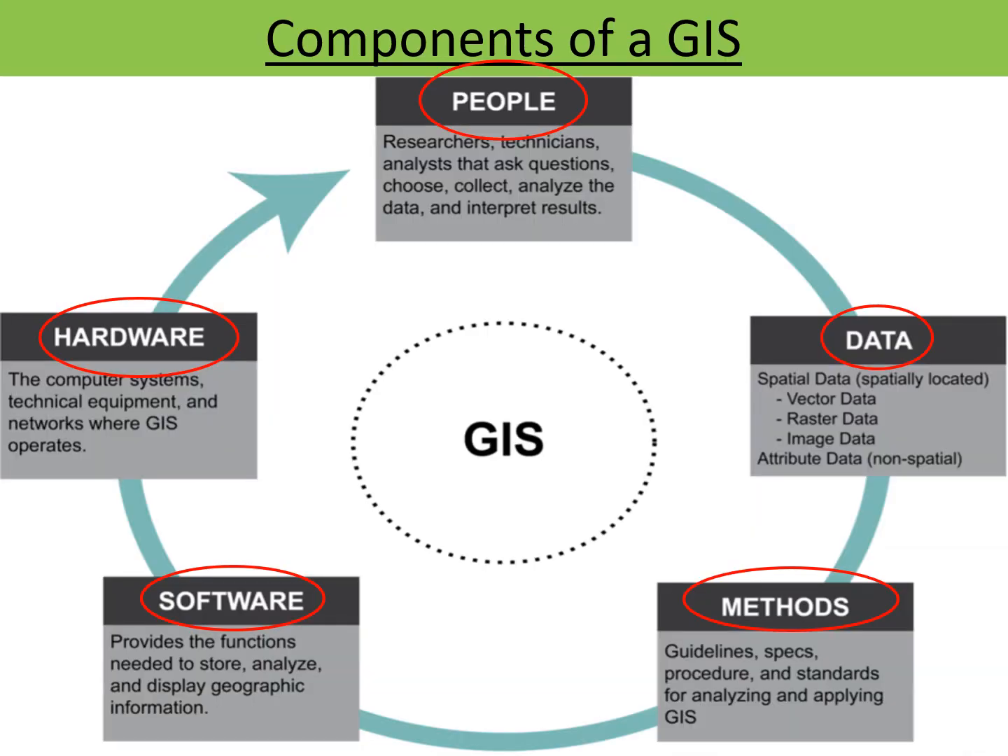Like many other systems, the GIS is made up of different parts, and we call those parts the components of a GIS. There are 5 components to a GIS, and they are hardware, software, data, people, and methods. Methods can sometimes also be called procedures. So the 5 components of a GIS are hardware, software, data, methods, and people.